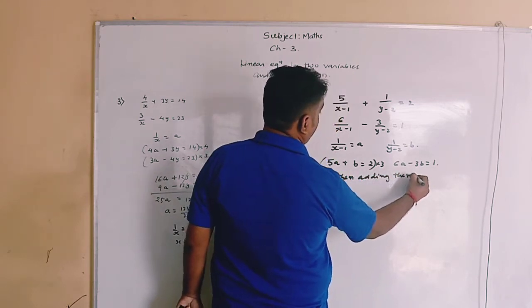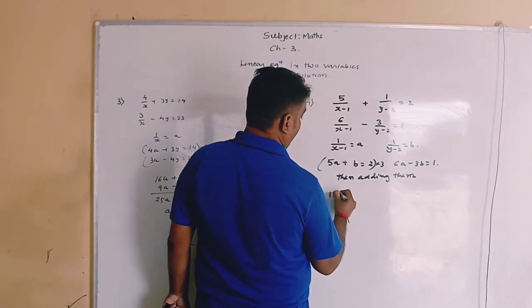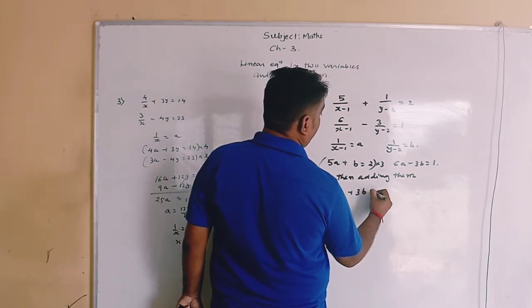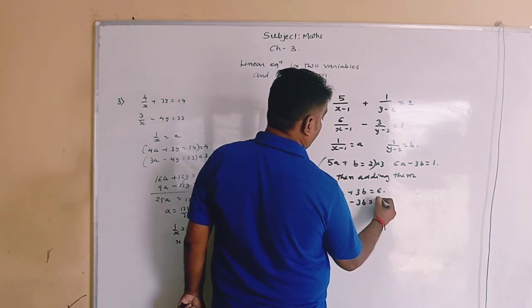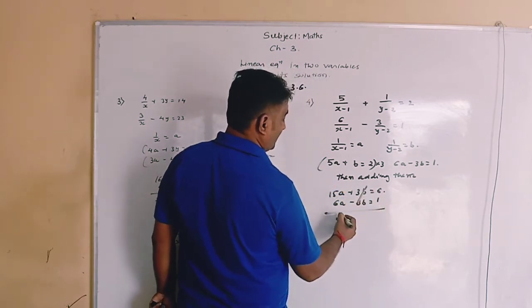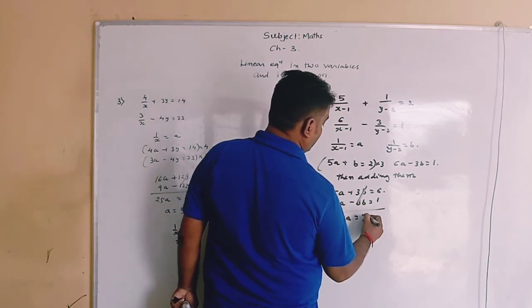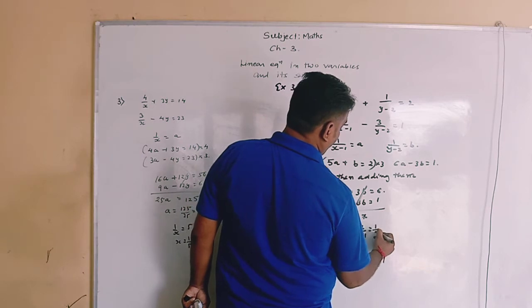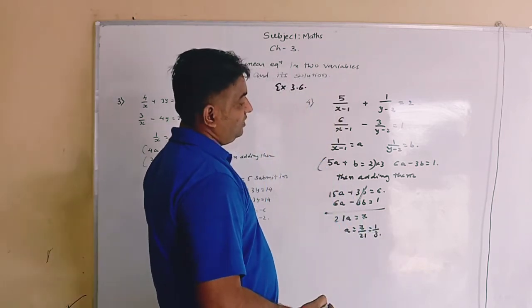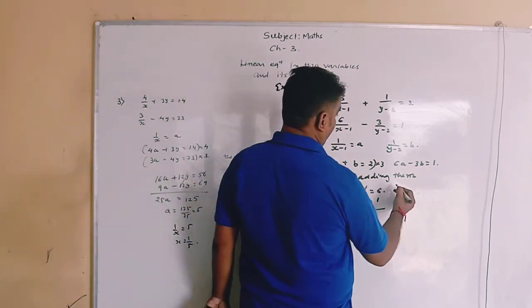So we get 15a plus 3b equals 6, and 6a minus 3b equals 1. So 3b cancels, 21a equals 7. So a equals 7 by 21, which is 1 by 3. So a equals 1 by 3.